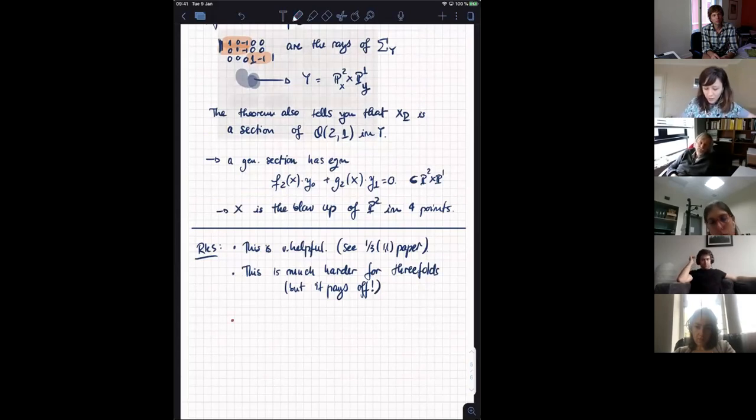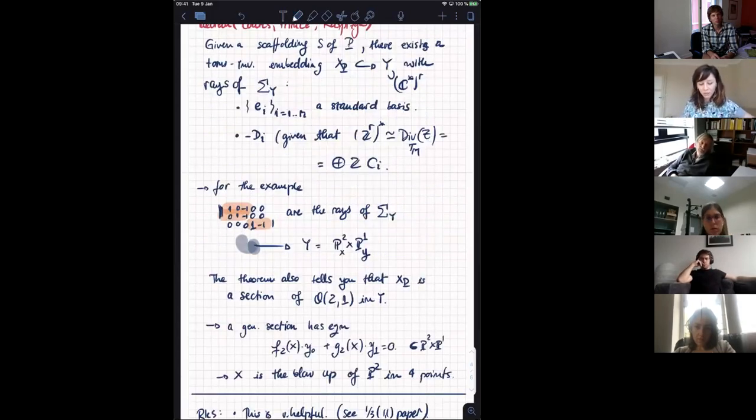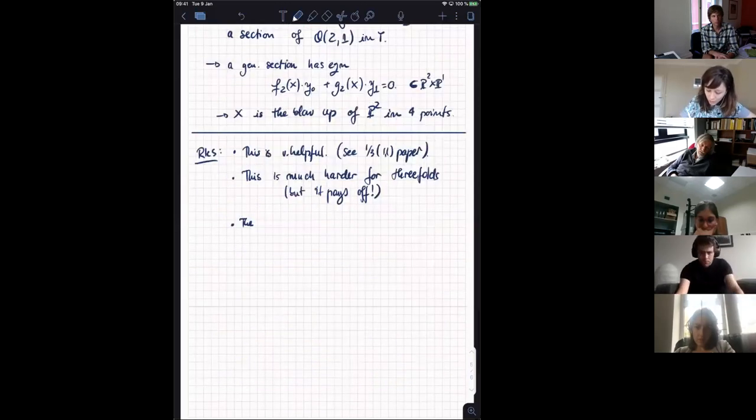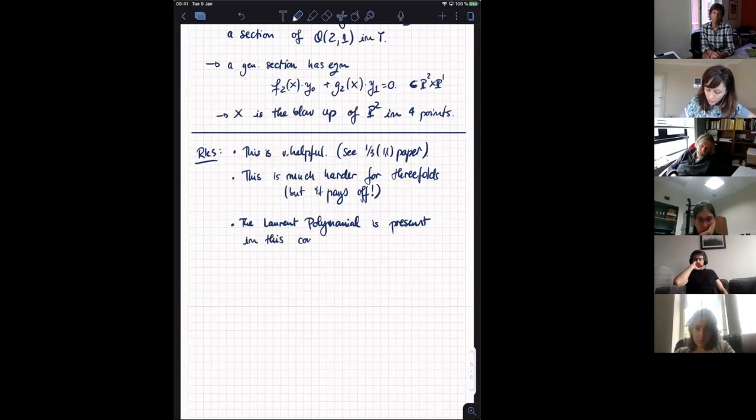in this example that I made, I basically chose to forget about the Laurent polynomial itself, and I just talked about the toric variety XP, and I just decomposed its polytope, etc. But in fact, the Laurent polynomial is present in this construction. I just gave an easier version of this construction, but in what I did, if you remember, I did something like this.